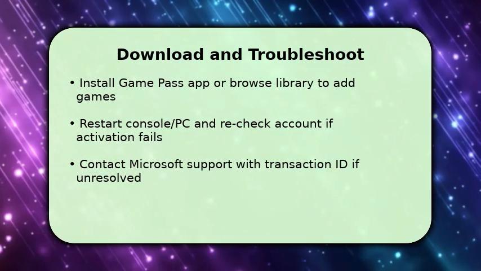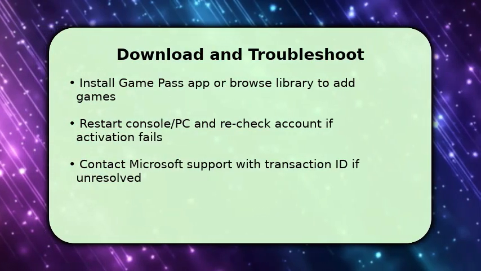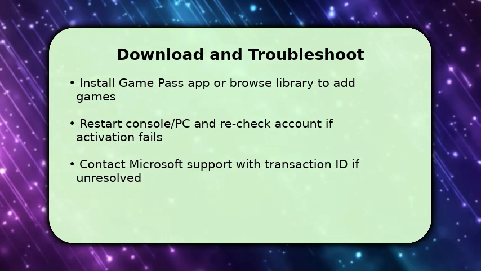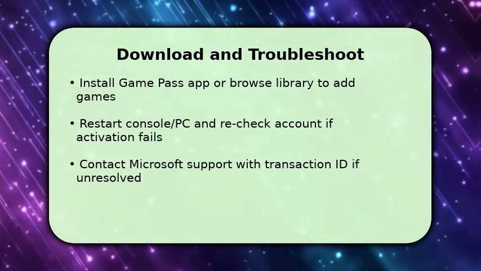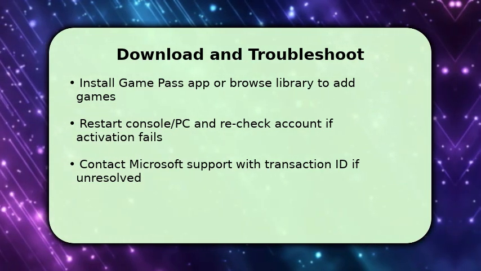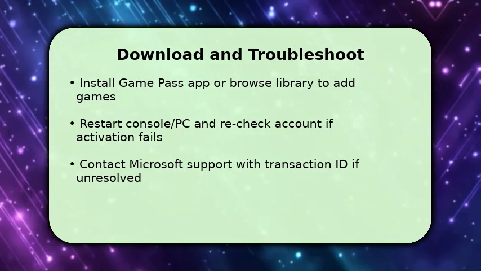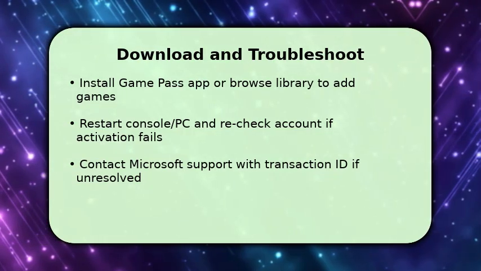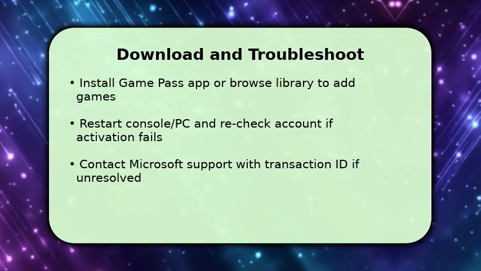To finish, open the Game Pass app or the library, pick a game, and press install so you can play. If a game won't download or the subscription status still shows inactive, sign out and sign back in, then restart your console or PC. This refreshes licenses.